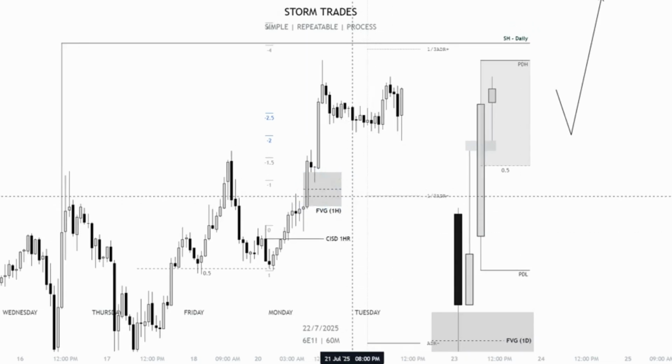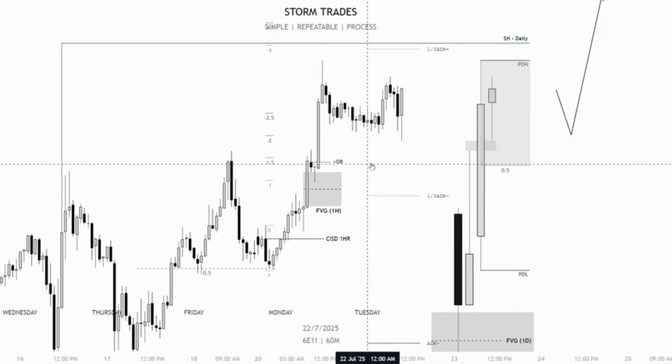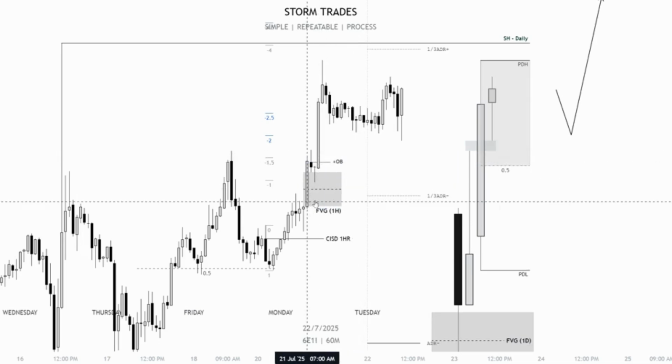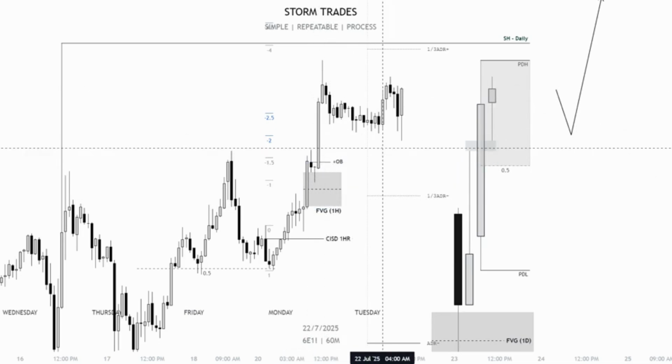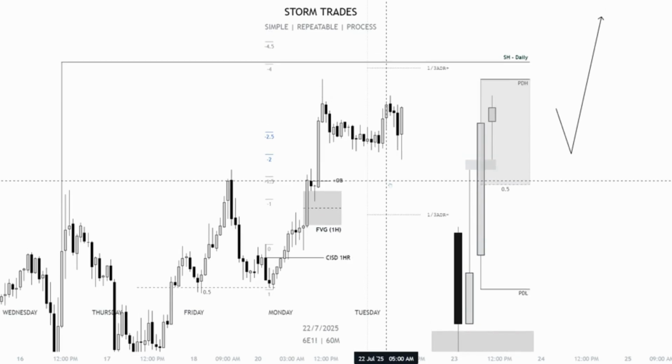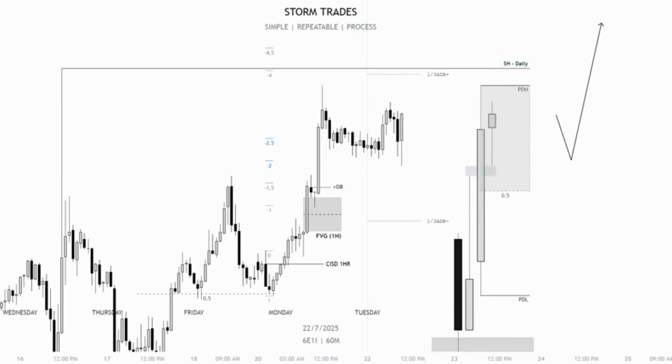So we had an hourly fair value gap here. We didn't even come down into the midpoint. Just mark this off as an order block. So down close candles are quickly bought up and closed above with up close candles in a bullish market.